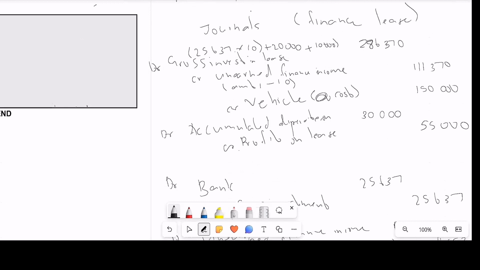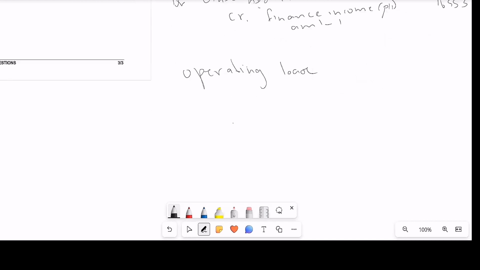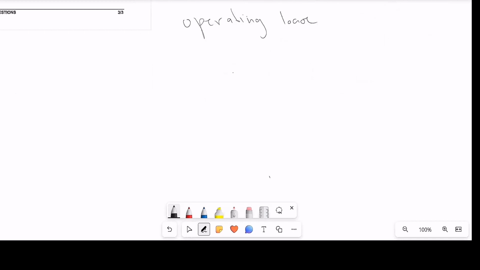So now I'm also going to show you how it would look if it was an operating lease. If it was an operating lease, guys, we basically wouldn't recognize the vehicle. In our books we would just get money, but would never recognize the vehicle because we still have ownership of it. The lessee would just be able to use it, but it will still be fully in our books. So this is what we would do.